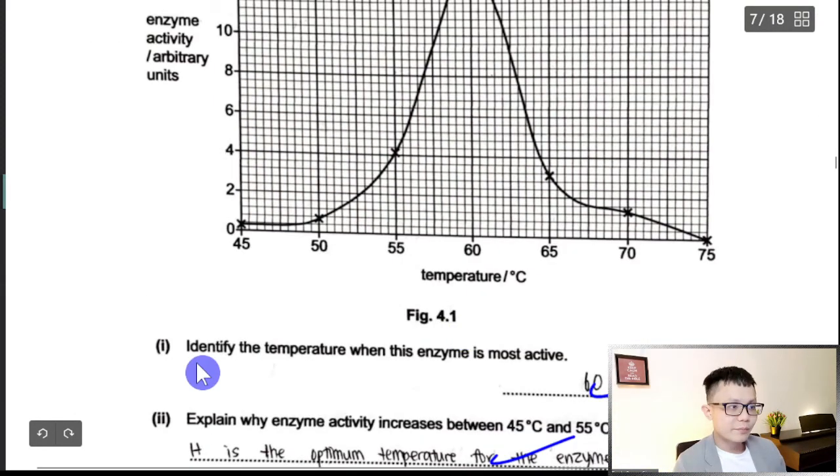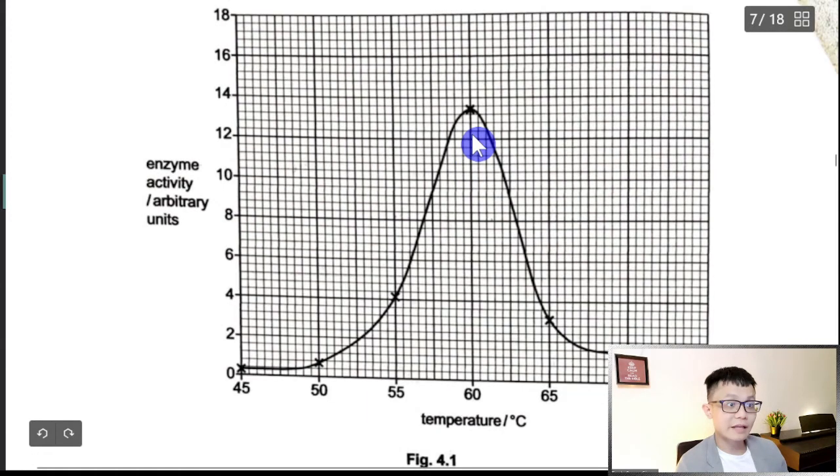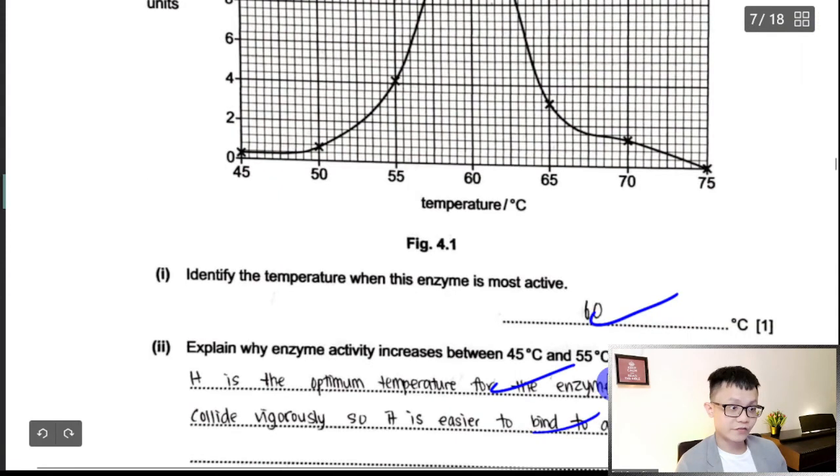Okay, so yeah, let's move on. Number 1, identify the temperature. So for this enzyme, the optimum temperature is 60 degrees. No problem, easy. Explain why the enzyme activity increases between 45 and 50.